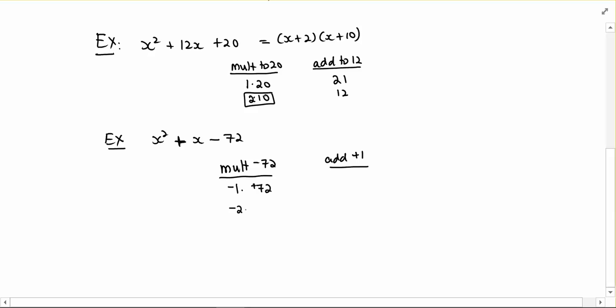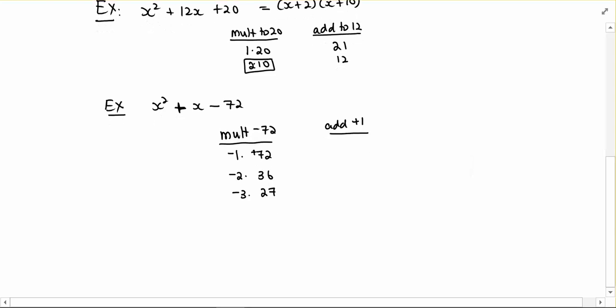So negative 2, because it's even, and this will be a 36. It doesn't work out. How about negative 3? Negative 3 and 27. Okay, numbers are getting closer, but it doesn't work out. How about negative 4? Negative 4 and 72. I might need a calculator for this. 18. Still doesn't work. Negative 5 doesn't divide.